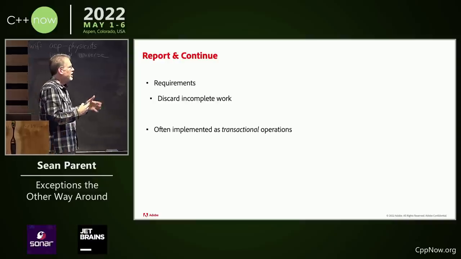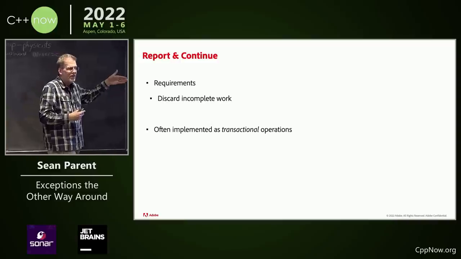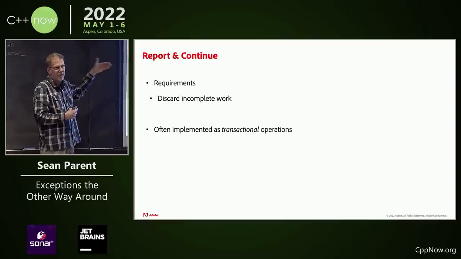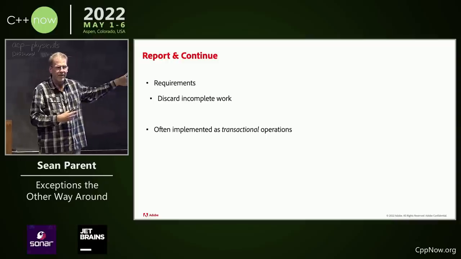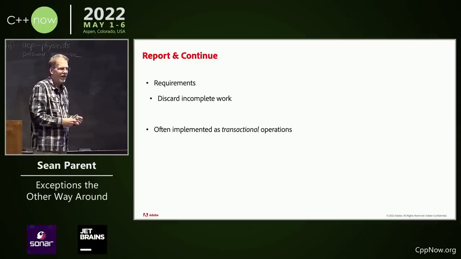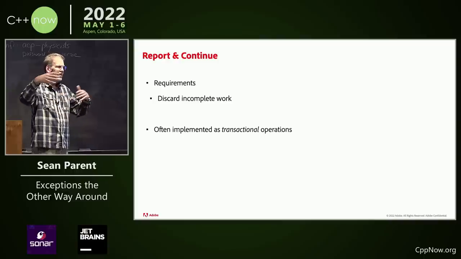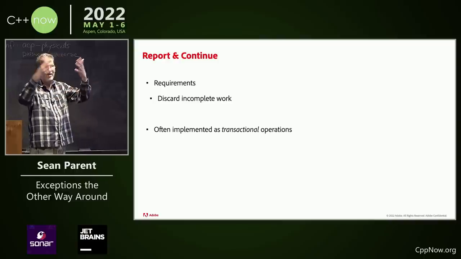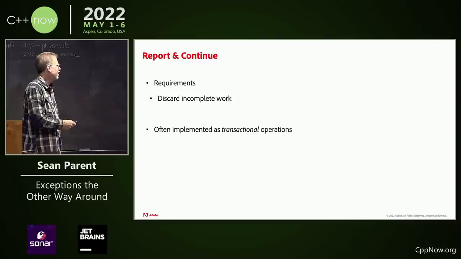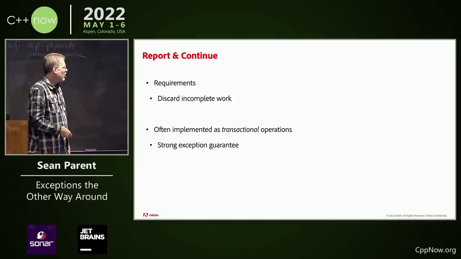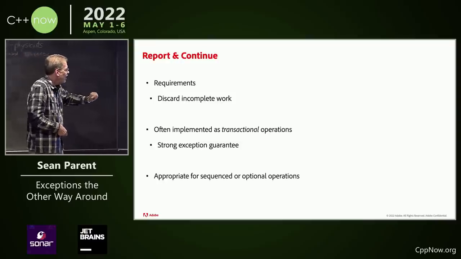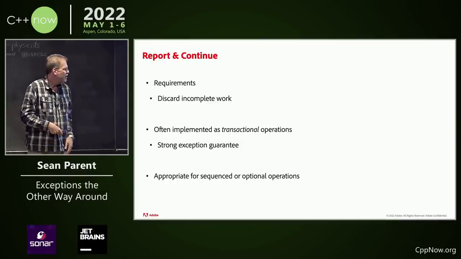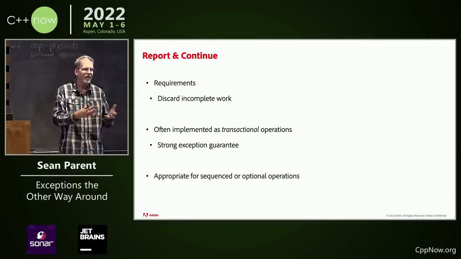These are often implemented as a transactional operation, which means typically you're providing the strong exception guarantee, or it might be something very close to a strong exception guarantee, right? You might not care that objects are exactly in the same position, but that they have the same value, for example, things of that nature. So usually the strong exception guarantee. This tends to be appropriate for sequenced or optional operations.